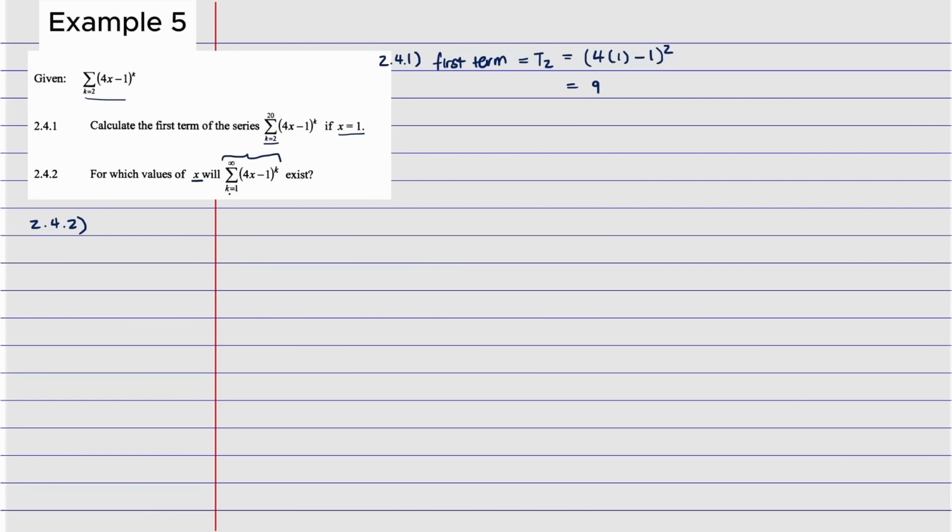It says, for which values of x will this exist? Do you see the fact that here it is the sum to infinity, meaning for which values of x will the sum to infinity exist? When does the sum to infinity exist? When it's convergent. So we need to calculate the value of x when this is convergent. So basically we need to write r in terms of x so that we can find when this can exist.